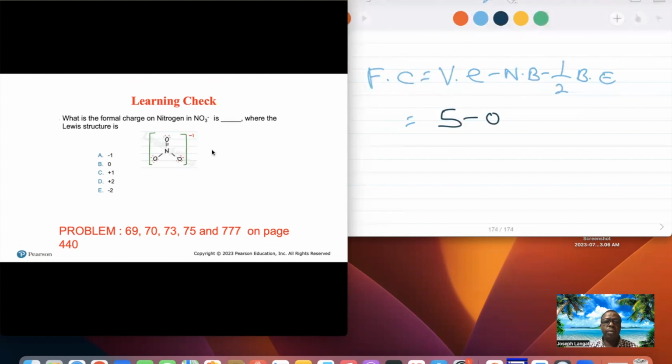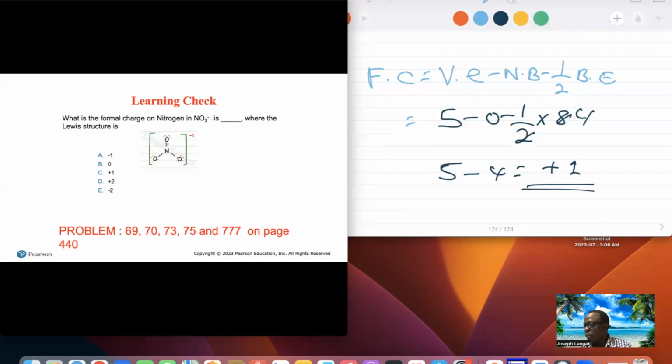So it's going to be 0, minus half of the bonding electrons. So here there are two, there are four. So 1, 2, 3, 4 bonds, they are half of 8. So this will be 4. 5 minus 4 equals positive 1. So this is the formal charge. The formal charge for nitrogen in nitrate ion, the correct answer is C.